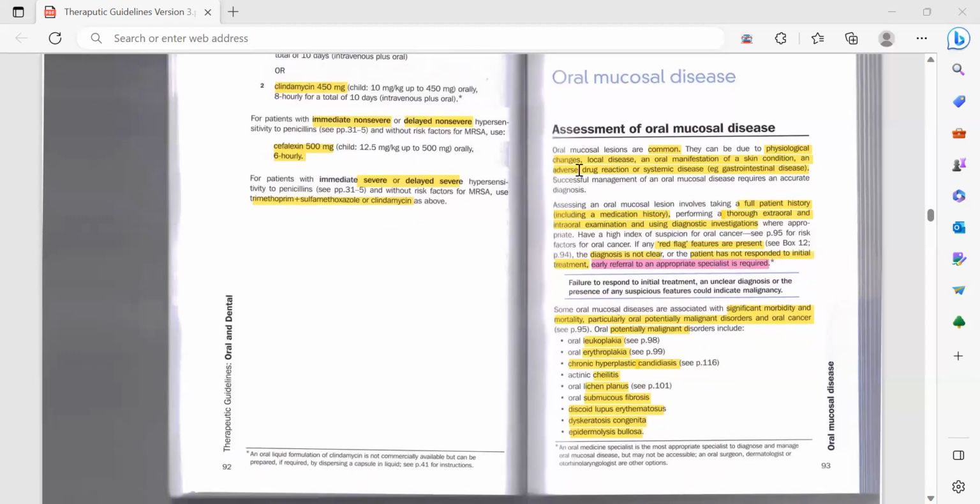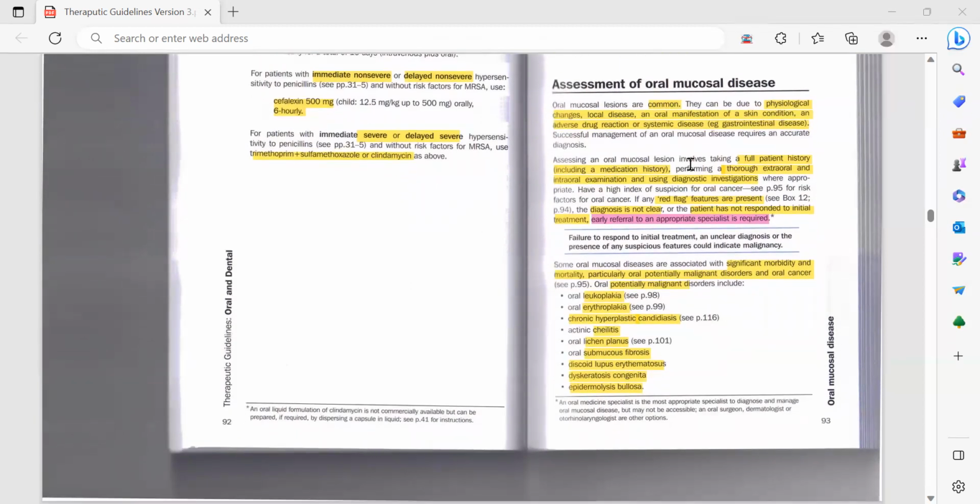Okay, so successful management of an oral mucosal disease requires an accurate diagnosis. When you can diagnose a problem, then only you can manage it, right? So for the successful management, you need to make an accurate diagnosis.